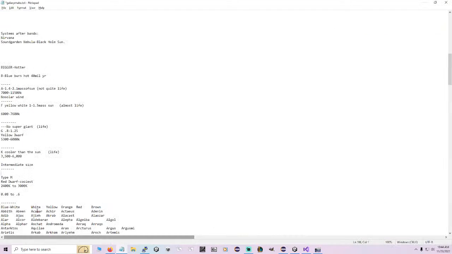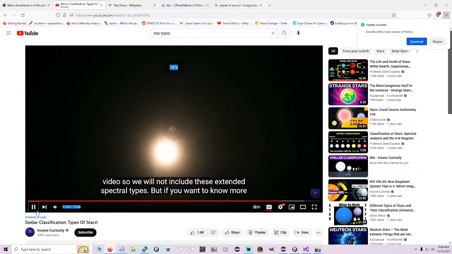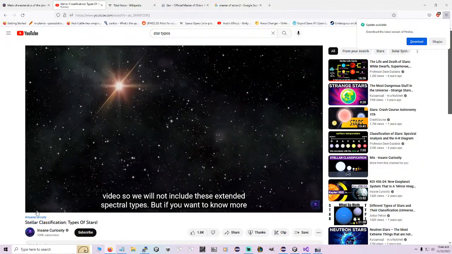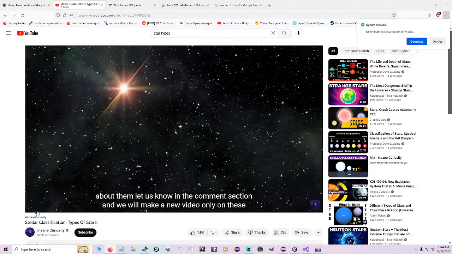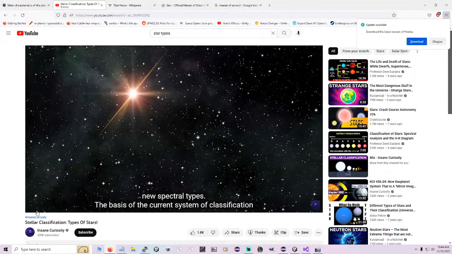There are other extended spectral types that have also been included. A number of new spectral types have been taken into use from newly discovered types of stars. This is a basic video, so we will not include these extended spectral types. But if you want to know more about them, let us know in the comments section and we will make a new video only on these new spectral types.